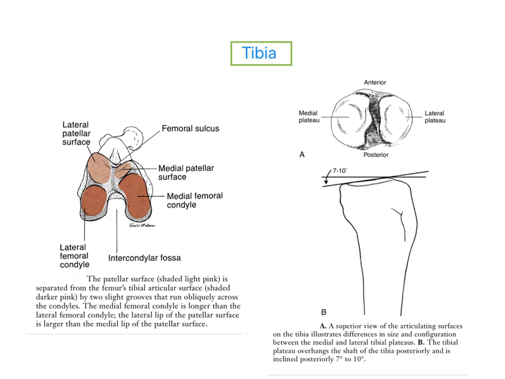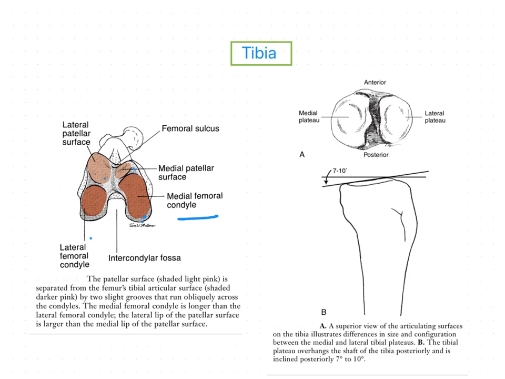So here we can see the medial femoral condyle is greater than the lateral femoral condyle, and also we can find here the lateral patellar surface and medial patellar surface. The medial condyle extends further distally than the lateral, so that in spite of the angulation of the shaft of the femur, the distal end of the femur is essentially horizontal.